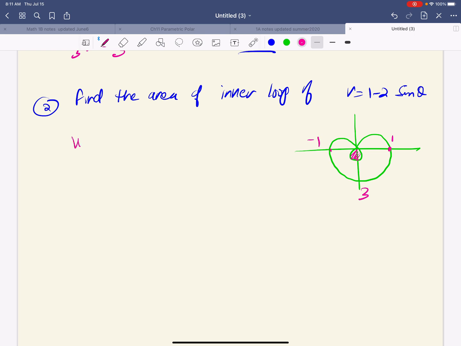Okay, so where does the inner loop start and end? That's the big question, because that's what's going to give me the bounds of integration.